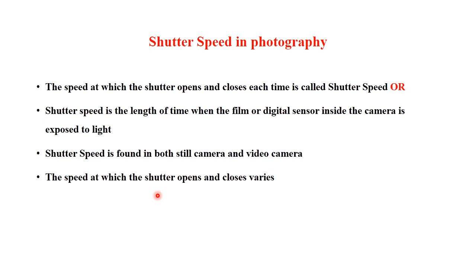Another very important and very simple point: the speed that we are talking about, the value or the number of the shutter speed, varies. Sometimes it will be very slow, a very low number, right? The shutter speed will be a low number, and sometimes you will find it in a high number. So we say that the value of the shutter speed, or the number of the shutter speed, varies according to the quality of the camera.